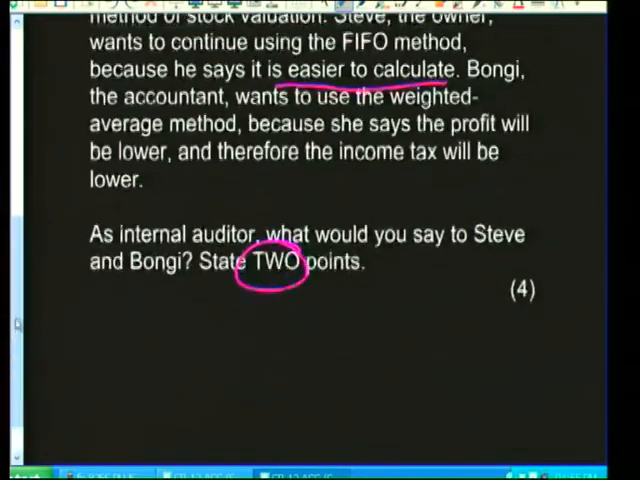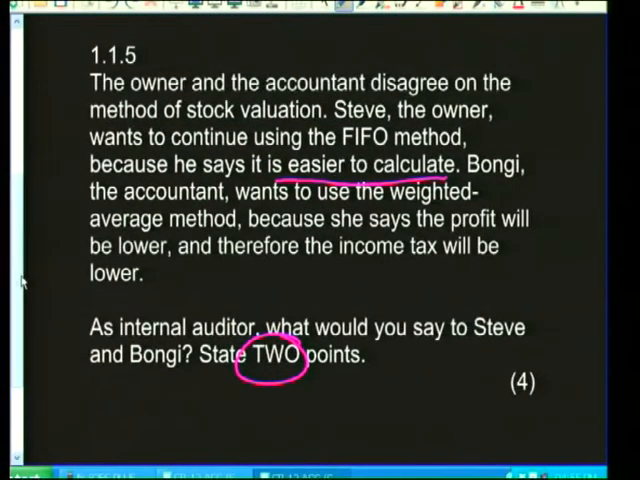Okay, let's have a look at the reasons that these two people are giving for their arguments. Steve is saying we must just use FIFO because it's easier to calculate. I don't know about you, but I don't think that's the right reason. Just because something is easier to calculate doesn't necessarily mean that it's the right system.